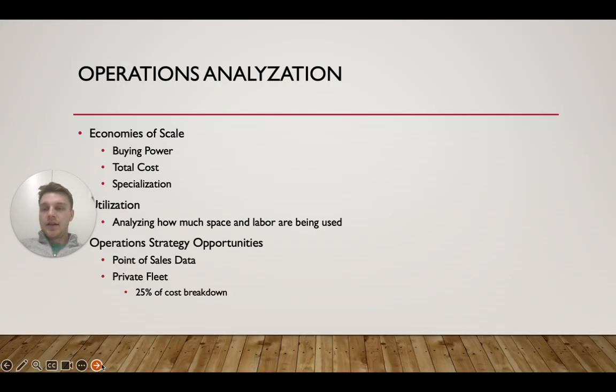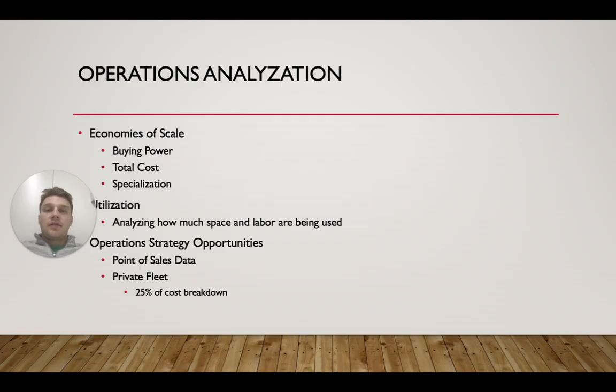Next slide. So, analyzing their operations, some benefits of the economies of scale is buying power. As you have more of these distribution centers, you're able to buy more and hold more. Total costs can also vary with that. You may be able to get better deals, better prices because of this. And you're able to use specialization in your favor more.